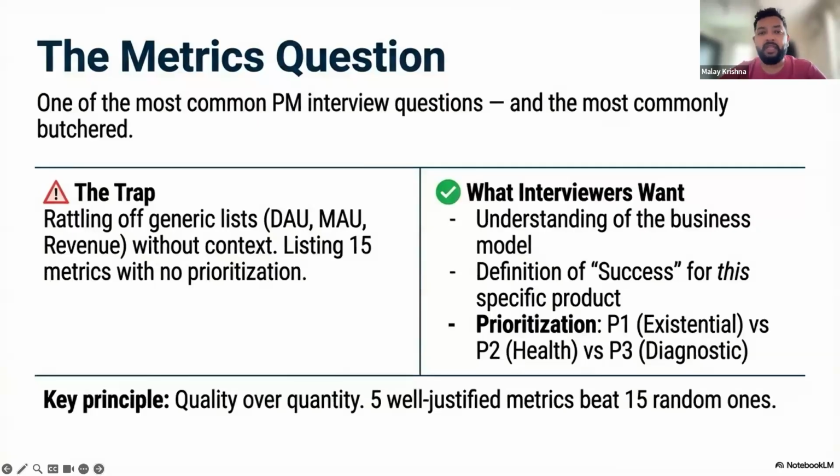The second common mistake is that people list out many metrics. They list out 15 metrics, 10 metrics. They don't prioritize, which means that the interviewer cannot tell whether whatever you are saying actually makes sense, right?